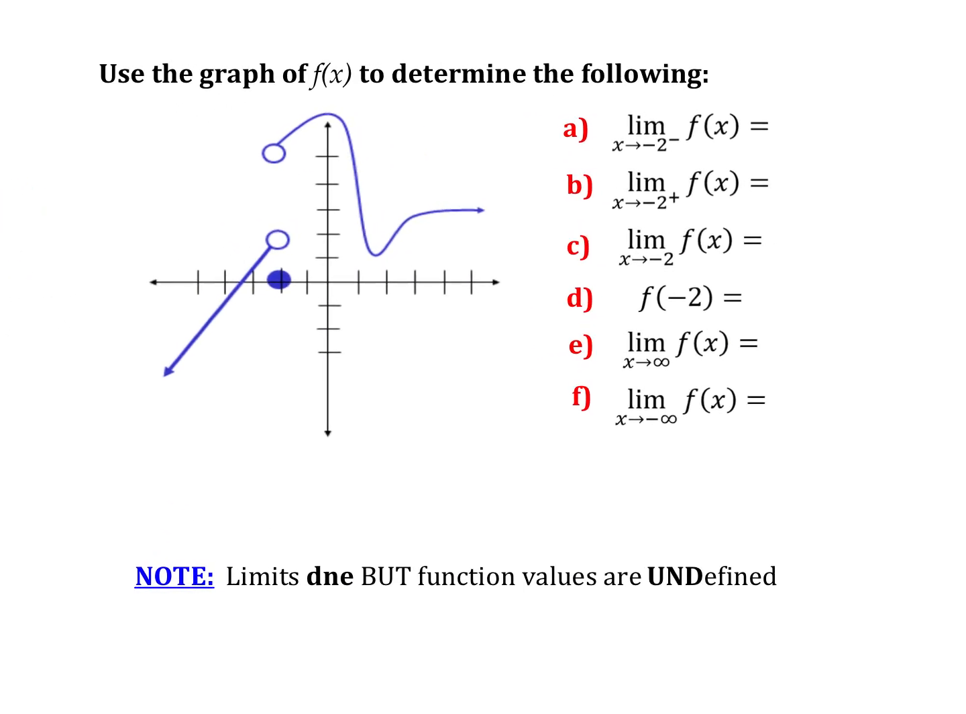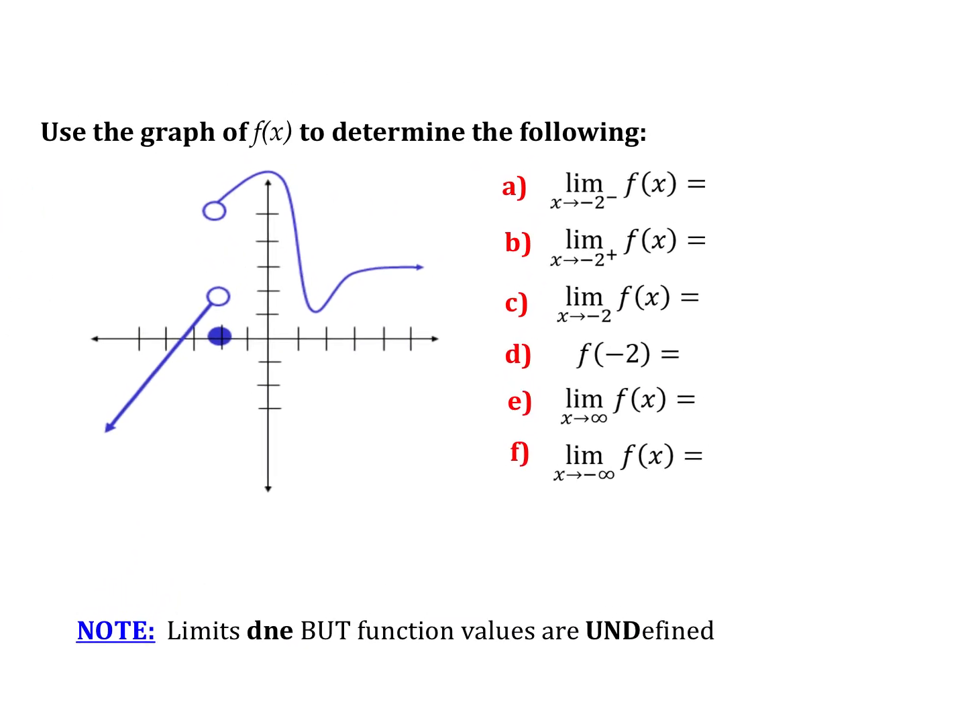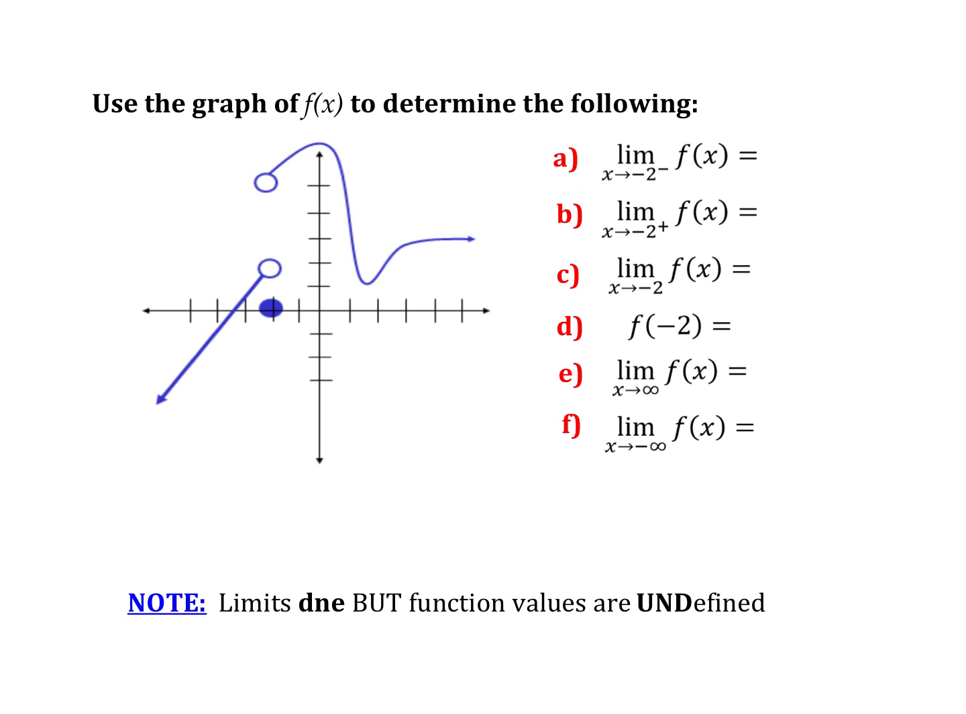So let's take a look at a graph here. Here we've got some, again, bizarre, probably piecewise function. We're talking about the limit as x approaches -2 from both directions. And we have the limit as x approaches negative infinity and positive infinity. That's just end behavior. All right.